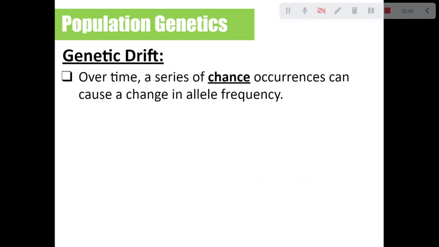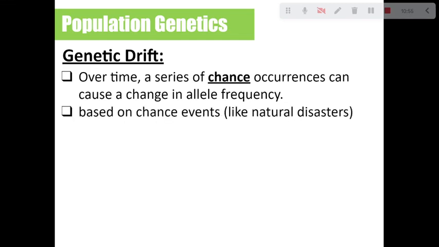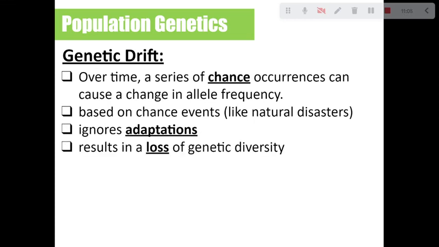Next is genetic drift. So, over time, a series of chance occurrences can cause a change in all allele frequencies. So, this is based on chance events like natural disasters, for example. And this ignores adaptations. So, it results in a loss of genetic diversity.